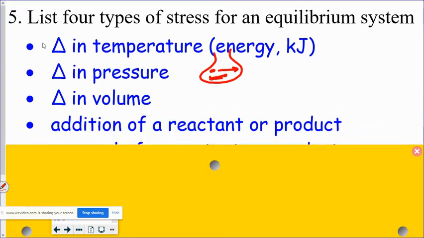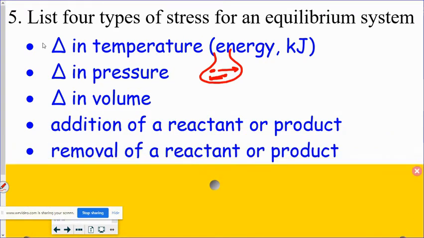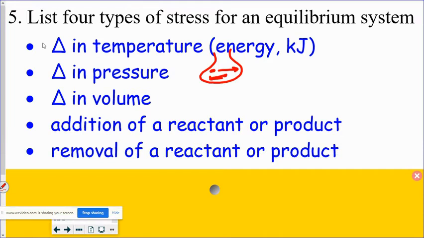We could also add a reactant or product. We could also remove a reactant or product. So those are different types of stress. I know it says 4 types. These 2 are basically meaning changing the amount of product or reactant. So that's why we have 5 things written up there, but really we're asking for 4 things.